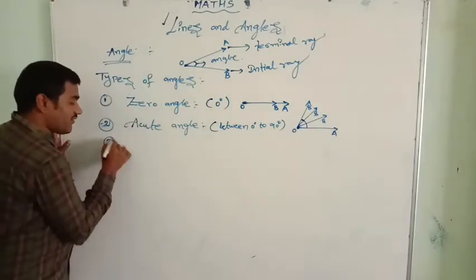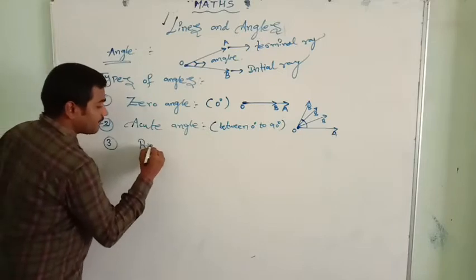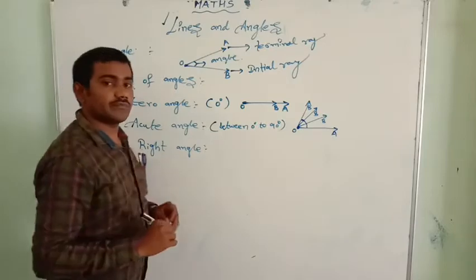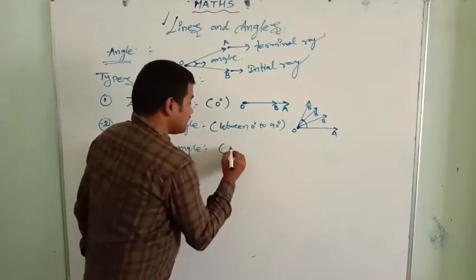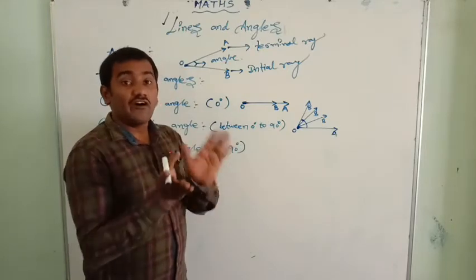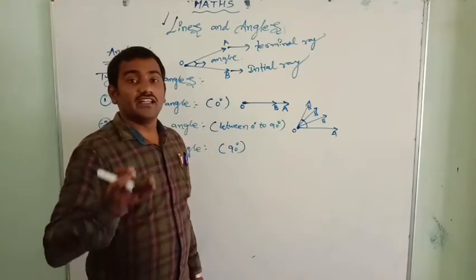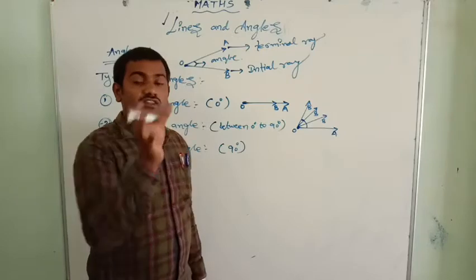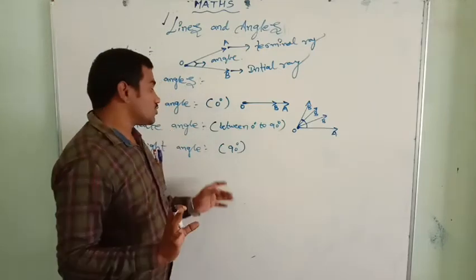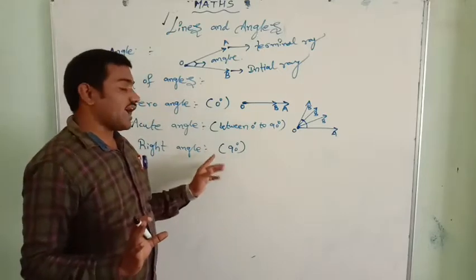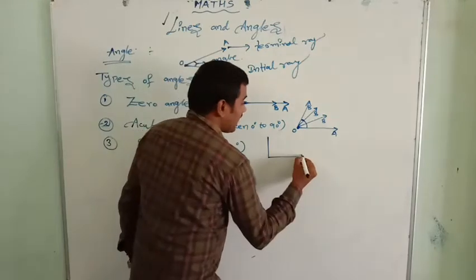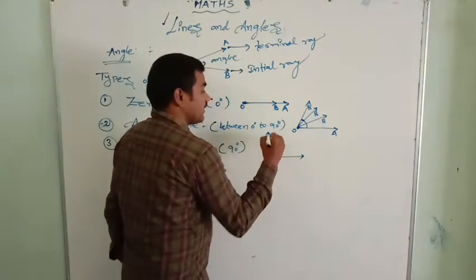Next, the third type of angle is the right angle. Right angle measurement is 90 degrees. If the initial ray and terminal ray are perpendicular to each other, then the angle made between the two rays is exactly 90 degrees only. Then the angle is called a right angle.